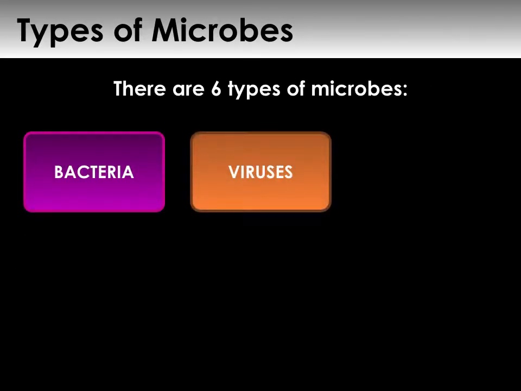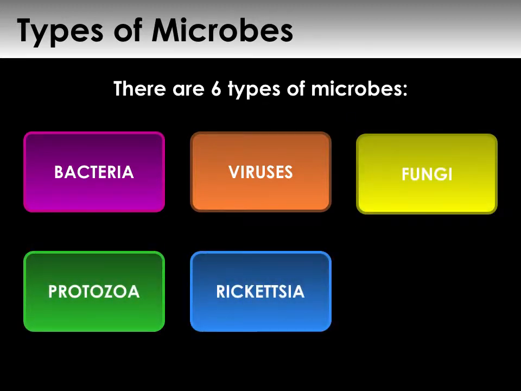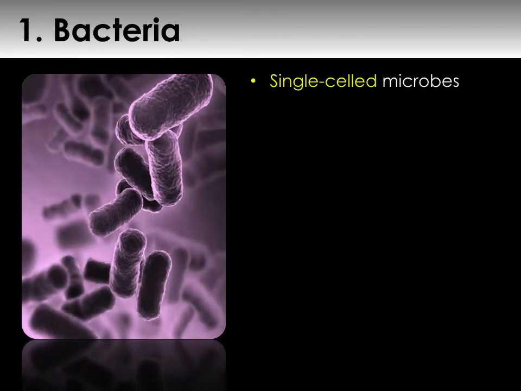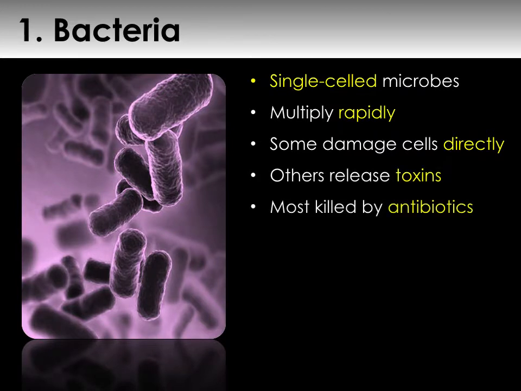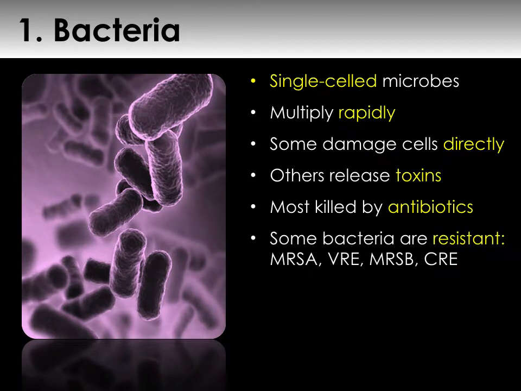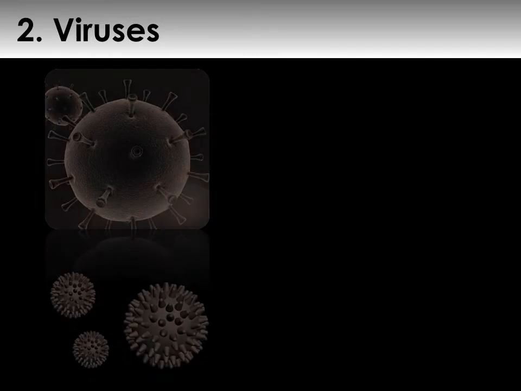There are 6 different types of microbes: bacteria, viruses, fungi, protozoa, rickettsia, and helminths. Bacteria are single-celled microbes that rapidly reproduce and can damage cells directly. They often will release toxins, and most are killed by antibiotics. There are some antibiotic-resistant bacteria, including MRSA. Examples of diseases caused by bacteria are strep throat, salmonella, cholera, TB, typhoid, and bacterial meningitis.